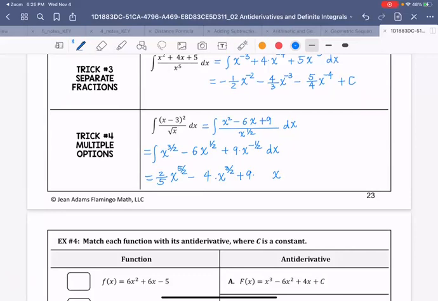-1/2 plus 1 is +1/2. Reciprocal of 1/2 is 2, right? Yes. So this is 18. That makes sense? Yeah, that's it.